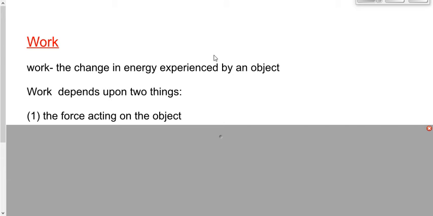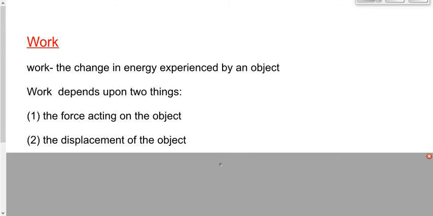It's not enough to just push the desk, right? I'm pushing Danny's desk right now. It isn't moving. The energy of that desk hasn't changed, right? So no work has been done on it. Force is important, but it's not enough. You have to have force and movement to actually have a change, a gain or a loss of energy. So it depends upon two things: the force acting on the object and the displacement of the object, the movement of the object.